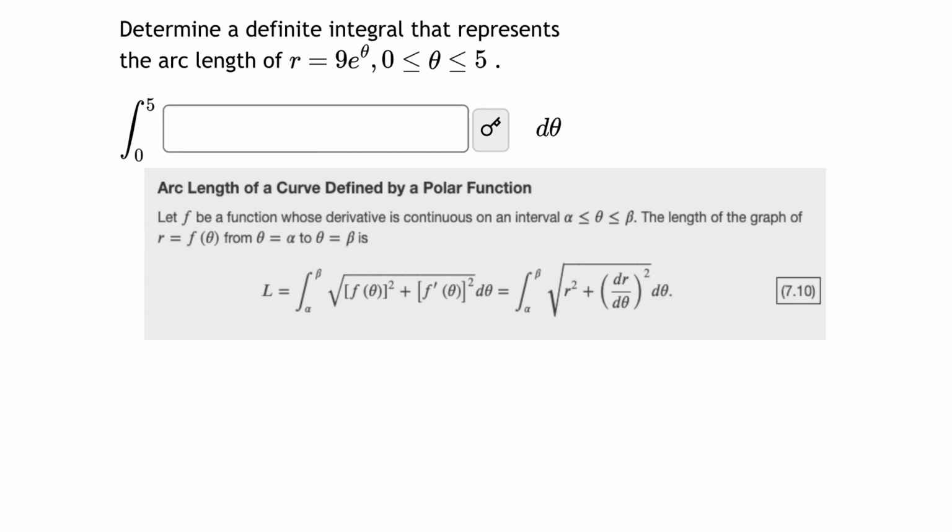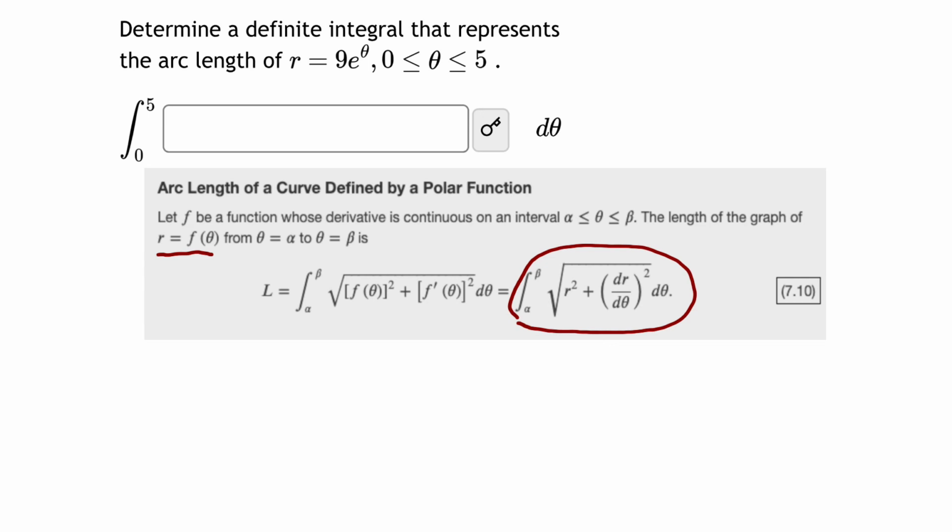To assist us, we refer to the theorem in the OpenStax online calculus textbook that states that the arc length of a curve defined by a polar function is the integral from alpha to beta of the square root of the quantity r squared plus the derivative of r with respect to theta squared, quantity closed, all taken with respect to theta. This is provided that our polar curve, r equals f of theta, is a function whose derivative is continuous on the interval from alpha to beta.